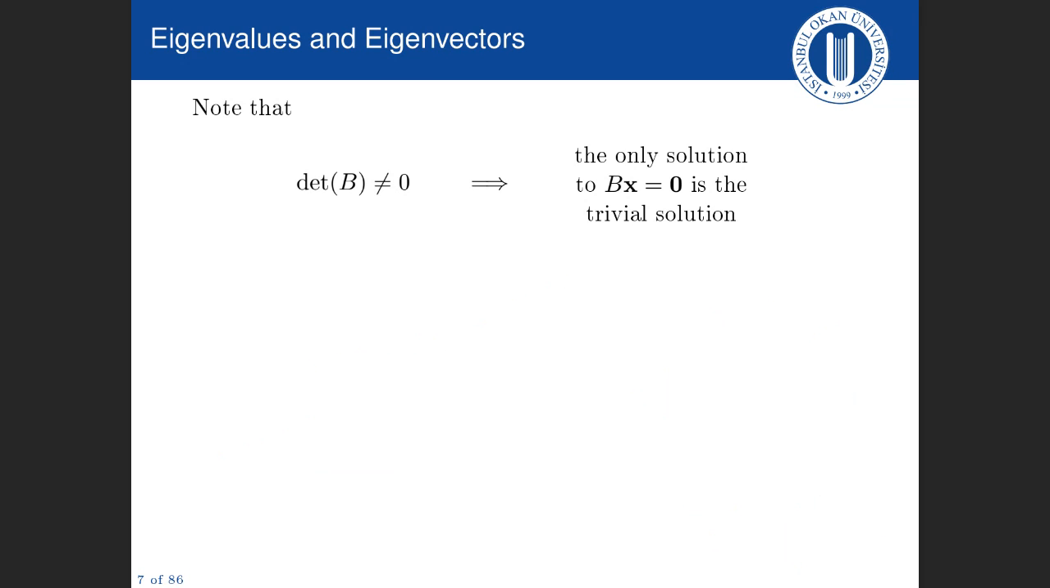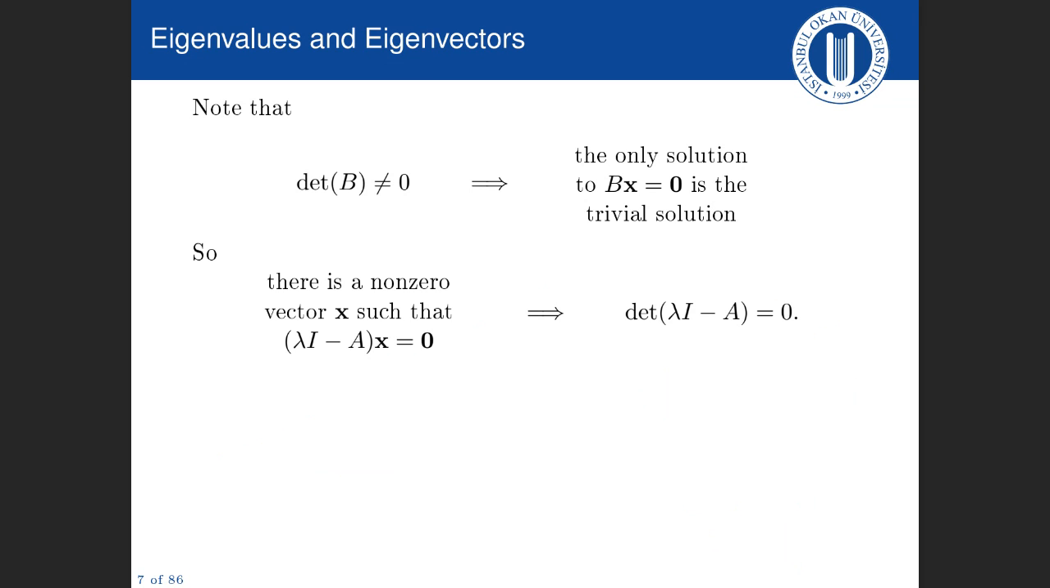Turn this around. That's logically the same as saying that if there exists a non-trivial solution to Bx equal to 0, then the determinant of B must be 0. Or for us, if there is a non-zero vector x such that (lambda I minus A) x is equal to 0, if there exists a non-trivial solution, then the determinant of this matrix must be equal to 0.